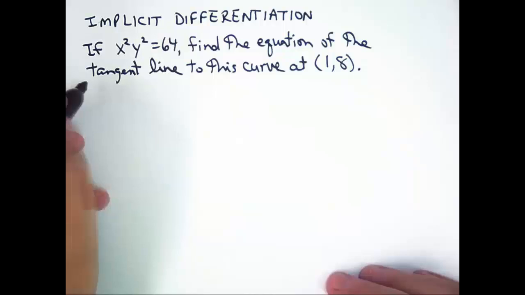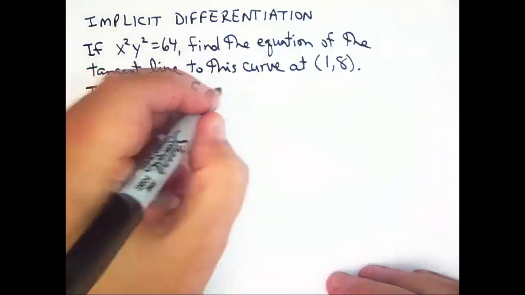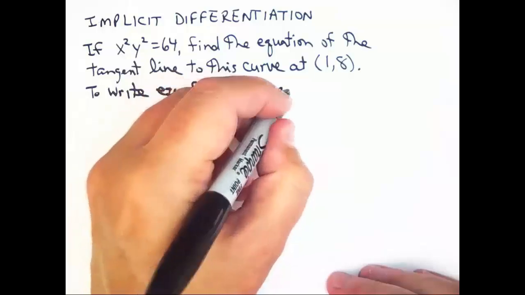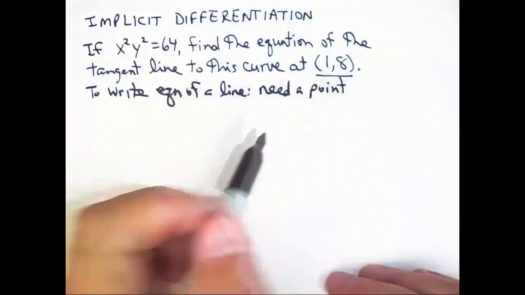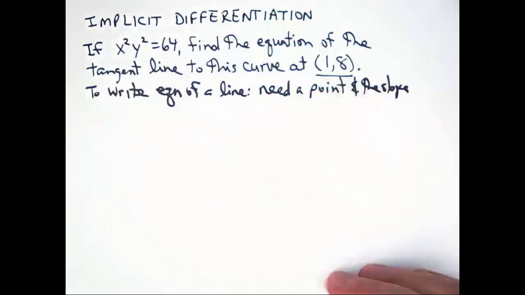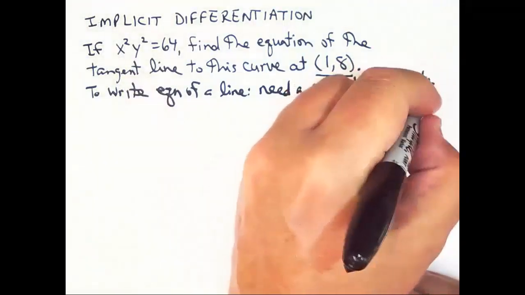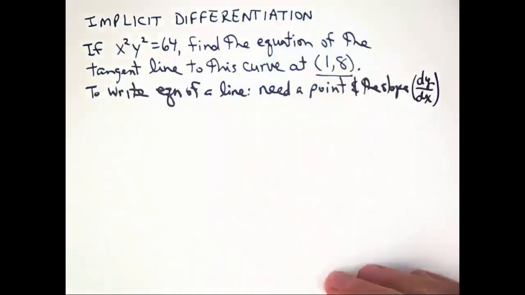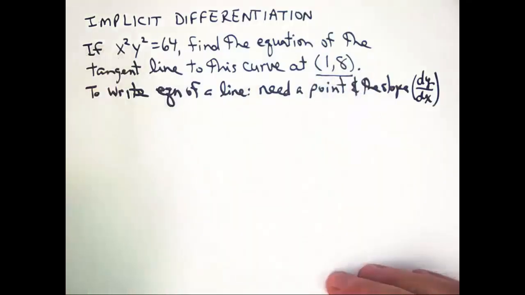Now remember that you need to write the equation. To write the equation of a line, you need a point, which we have, and the slope, which we don't have. But we can find the slope because the slope is the quantity dy over dx that we've been calculating. So all we need to do, once we realize that, is find the slope. We already have the point, using implicit differentiation.